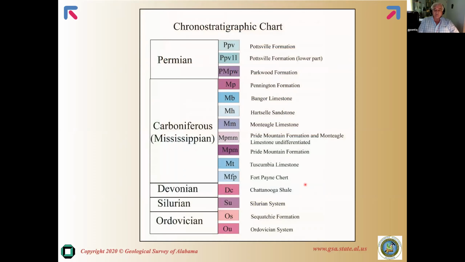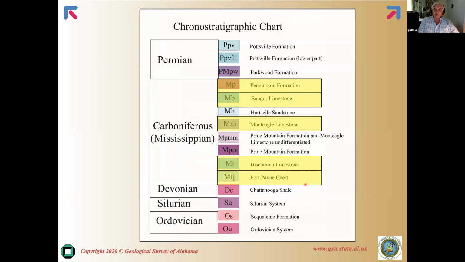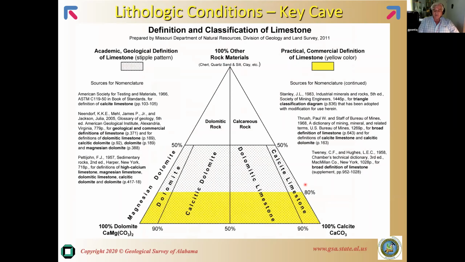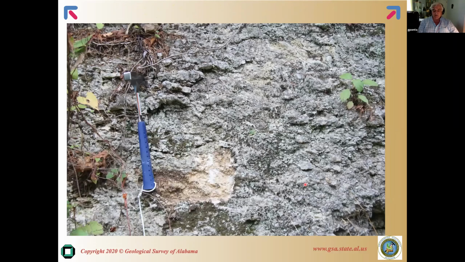The limestone and the Fort Payne Chert we are going to talk about, these caves are laid down in Fort Payne Chert, Tuscumbia limestone, Mount Eagle, Bangor, and Pennington Formation. This is a pretty large variety of rocks in North Alabama, from pure limestone, almost 100% calcite, to dolomitic limestone and siliceous limestone. Siliceous limestone is mainly close to the Fort Payne Chert area.